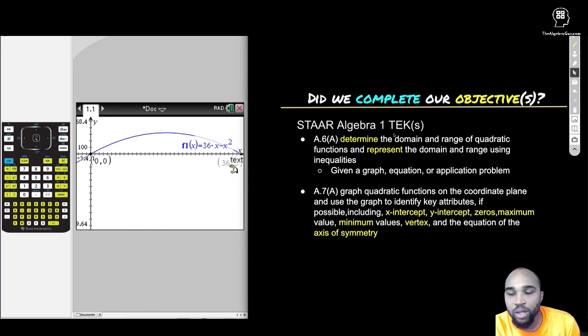All right, did we complete our objective? You bet we did. We determined the domain and range of quadratic functions and represented those functions as inequalities. We did that all throughout this lesson today. And we talked about intercepts, y-intercepts, zeros, maximums, minimums, vertexes, and axes of symmetry.